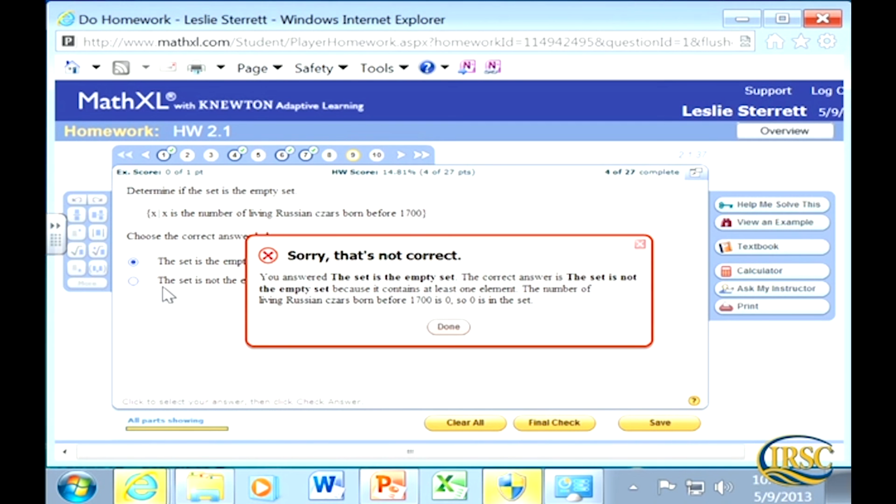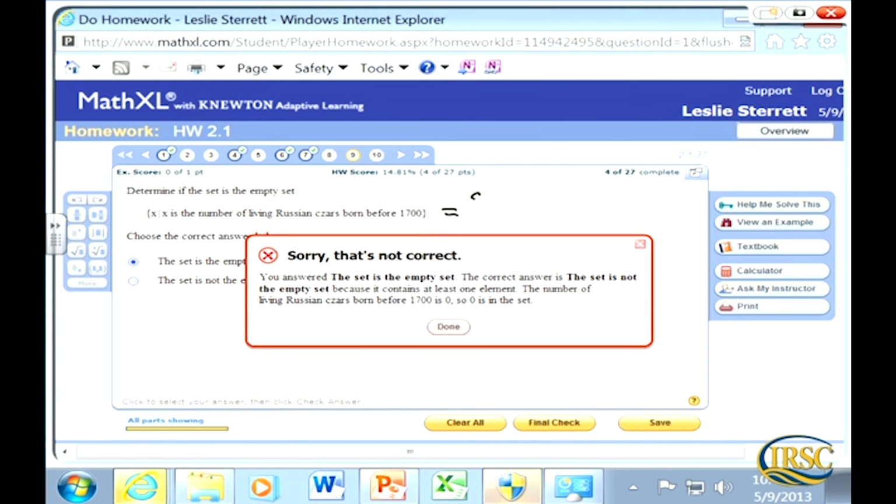Okay, but it wanted the number of those, 0. So we could also rewrite this set as the set of the number 0. Okay, because it wanted the number of living Russian Tsars born before 1700. There are 0, so that means the set is equal to 0.